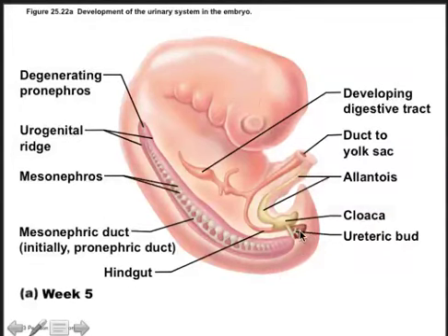Okay? The cloaca is actually a primitive structure. We see this, for instance, in reptiles and birds, and it's a common opening through which fecal material and urine pass. So this is another one of those primitive structures that appears and disappears during human development.